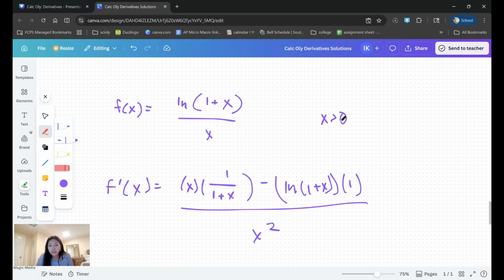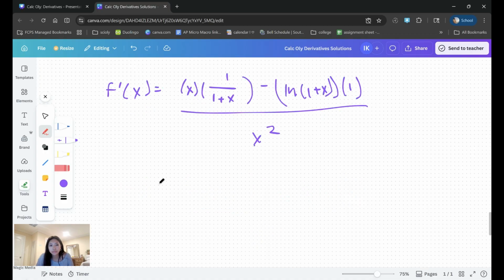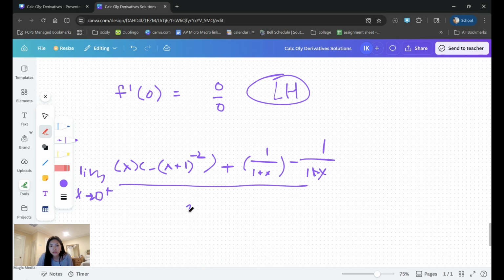So now we're going to plug in 0. We're going to get 0 over 0, and because of that, you have to use L'Hopital. Okay, so those are the derivatives. Now we're going to plug in 0. So let me simplify this first. That's going to be x, negative x, and yeah, that's just negative x.